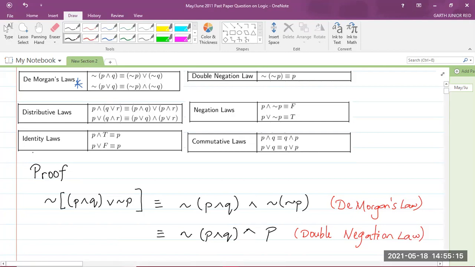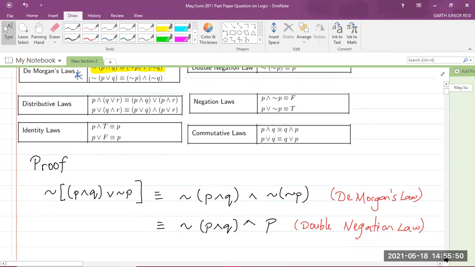What am I going to do next? I'm now going to use De Morgan's law once more, because I'm going to expand the brackets for the P and Q. I'll be using this rule here: if I have the negation of (P and Q), that is logically equivalent to the negation of P, the connective changes to or, not Q. So that is what I'm going to write here.